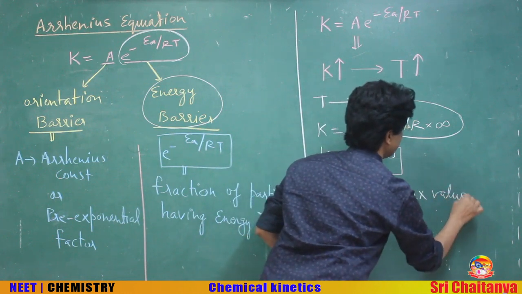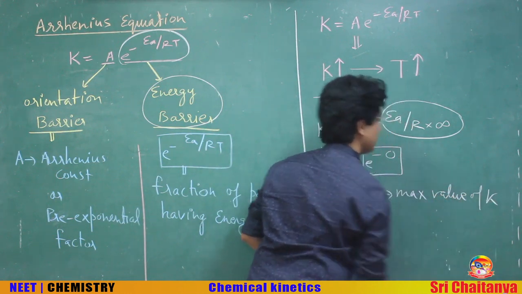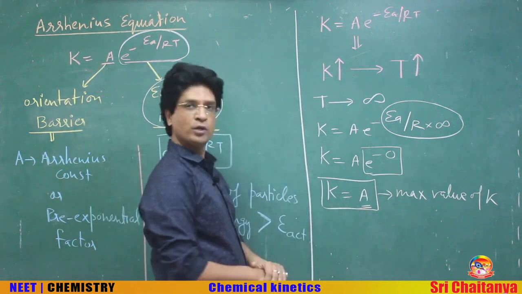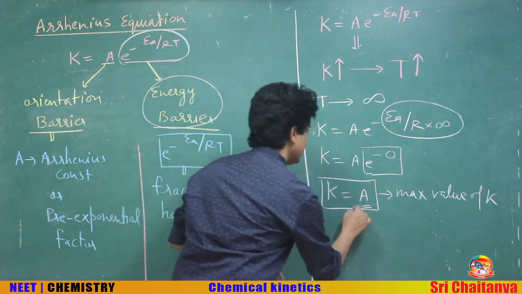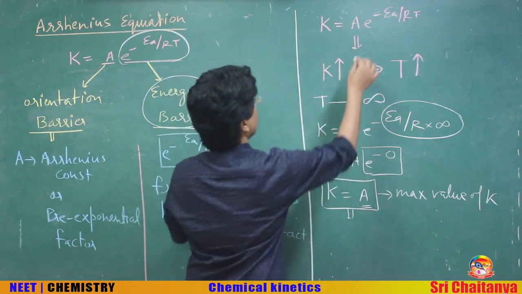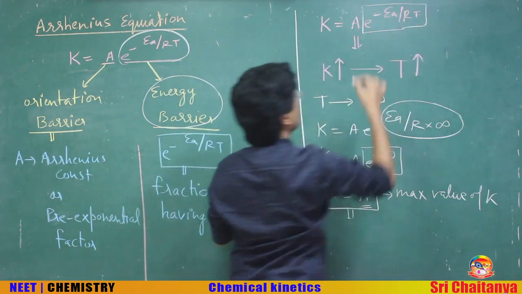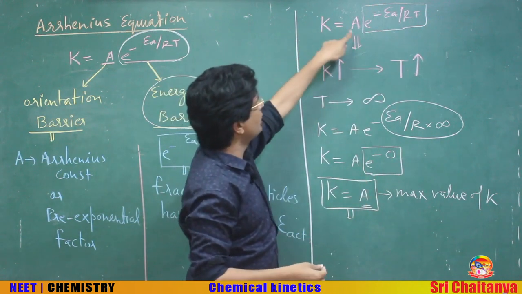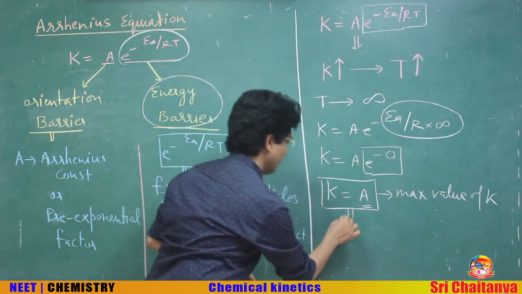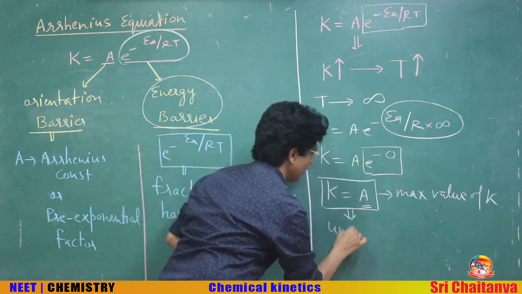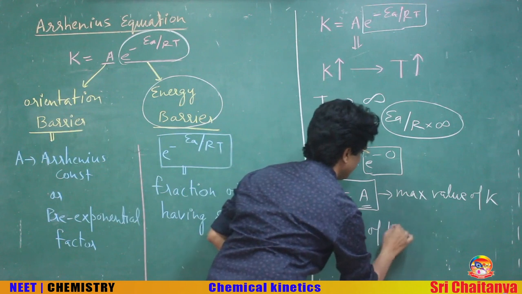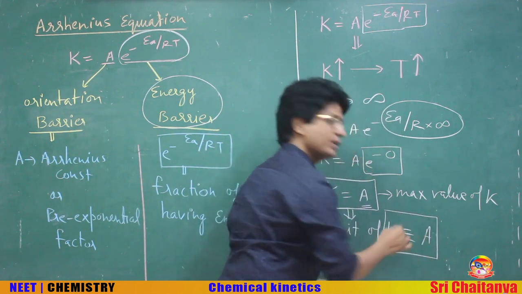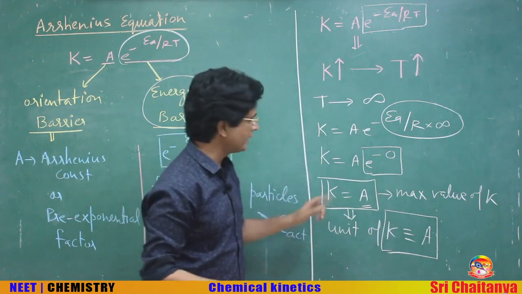What is the maximum value of K? It is A, the pre-exponential factor or Arrhenius constant. Also remember that since the exponential term is a pure number, it is unitless. So the unit of K will also be the unit of A. Very important point to note: the unit of K is equal to the unit of A. Both A and K will have the same units. I hope you got that.